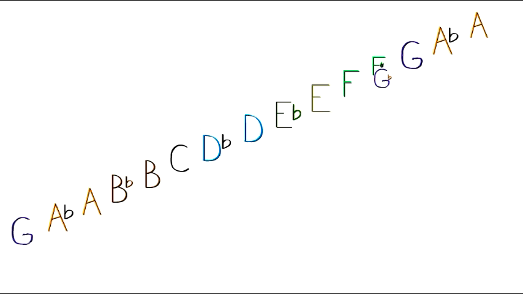In the next interval, the second tone is 2 notes up or down from the first. This is called a major second. Here are major seconds up and major seconds down.